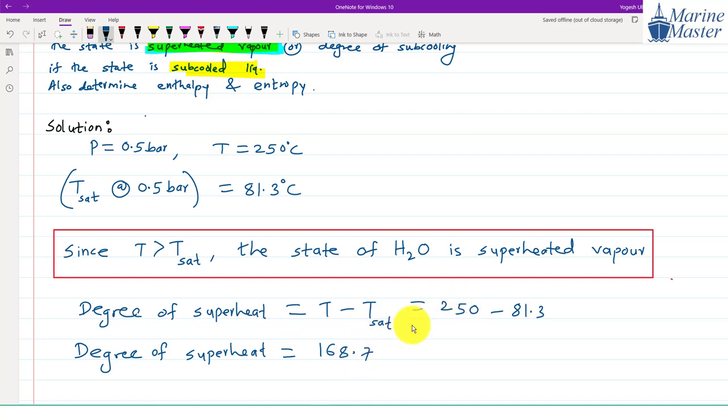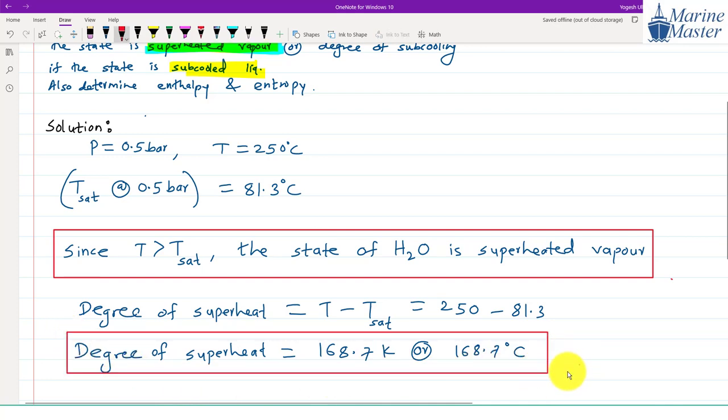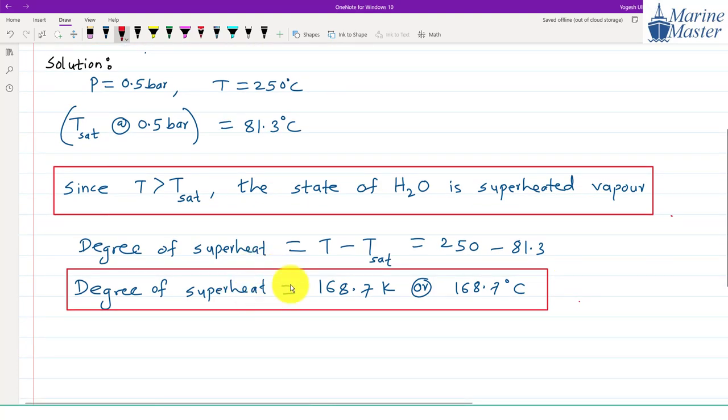Whenever we have a difference of two temperatures, you can write the unit as degree Celsius or Kelvin. So we can say the degree of superheat is 168.7 Kelvin, or 168.7 degrees Celsius, because it is a difference. Both are valid. Before going further, please write down this discussion.